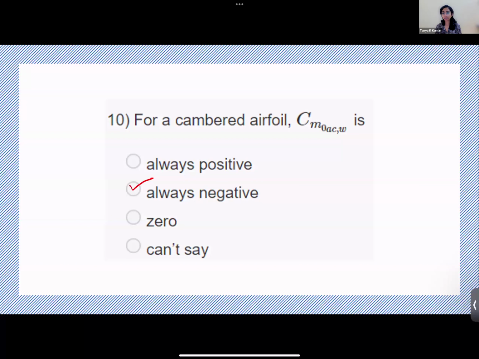We've discussed even this several times. So we just saw, for the symmetric airfoil, Cm naught is 0. For a positively cambered airfoil, Cm naught is less than 0. Why? Even this we have discussed multiple times, so please answer.